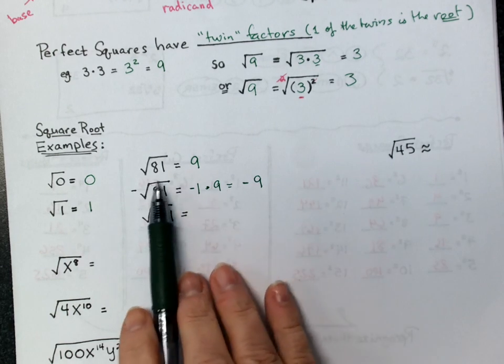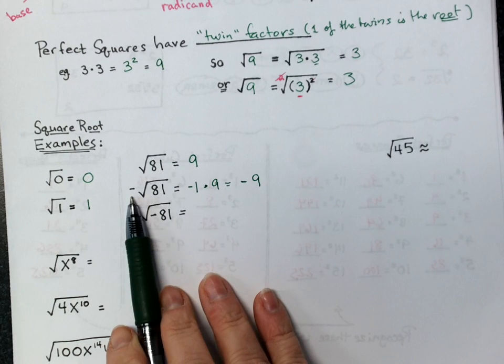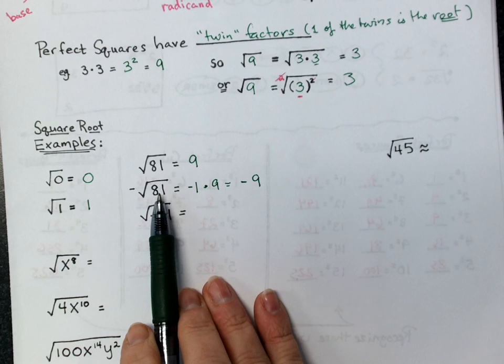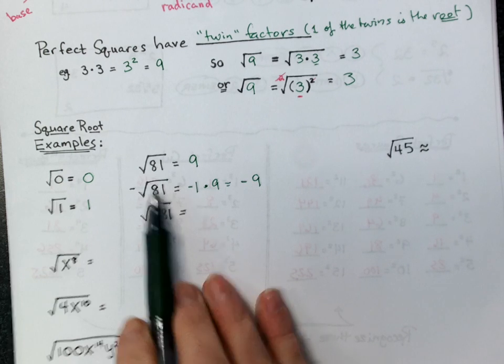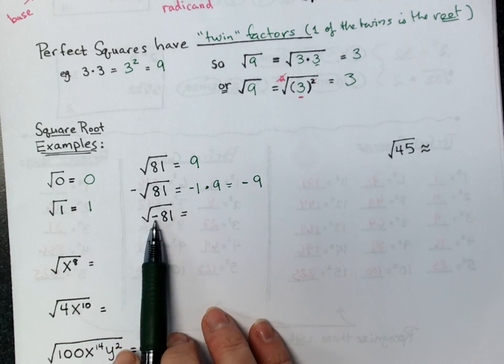Now what this is basically saying is my twins here are 9 times 9. This is a way of saying my twins are negative 9 times negative 9. We assume we do this unless we're told otherwise, and then our twins are the negative version. Negative times negative still equals positive 81. What about when the negative is under here?